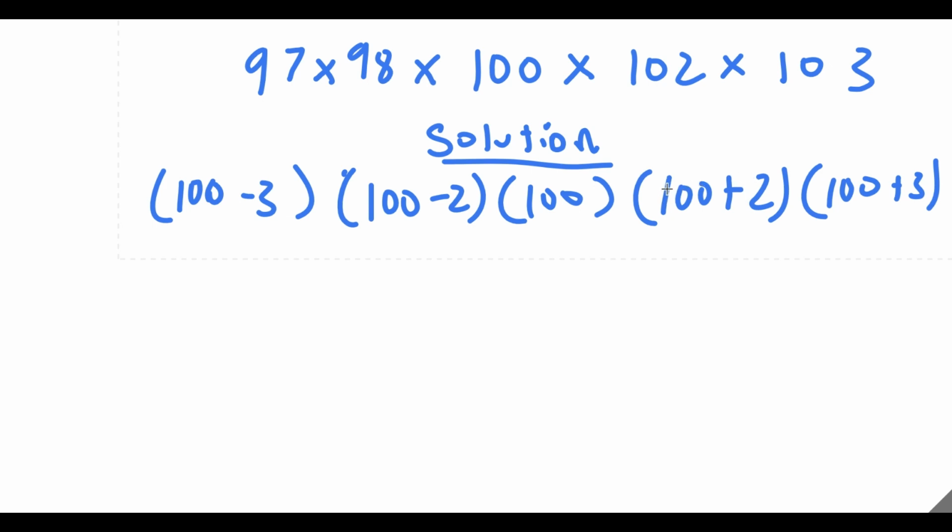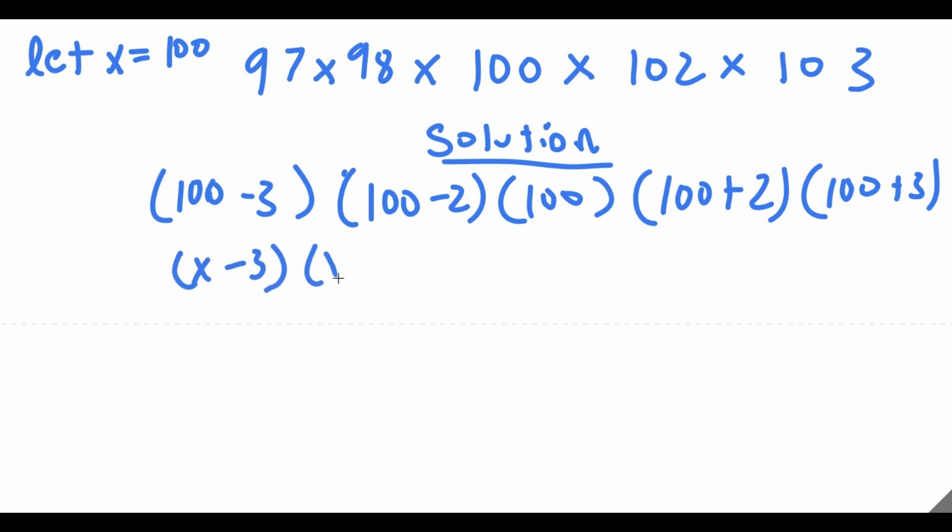Alright, so now that I have all these terms, I'm going to let x equal 100. Because all these terms have 100, it's simpler to substitute in a variable for 100. So if I substitute in x for 100, I get x minus 3 times x minus 2 times simply just x times x plus 2 times x plus 3.